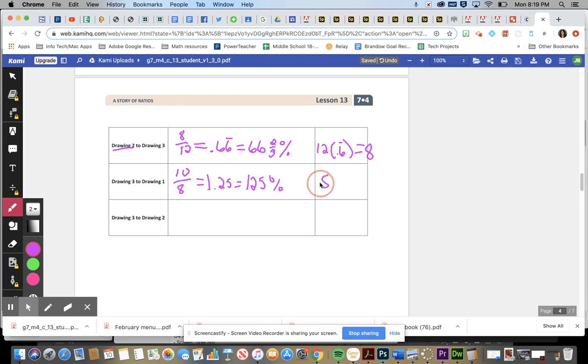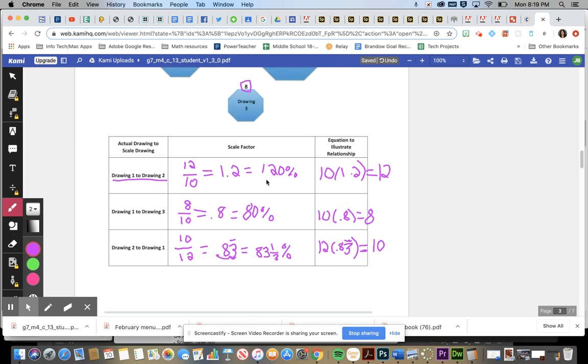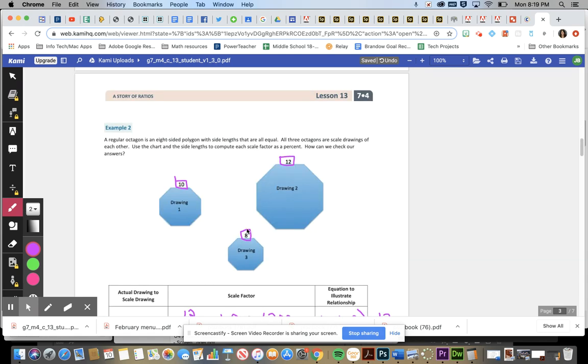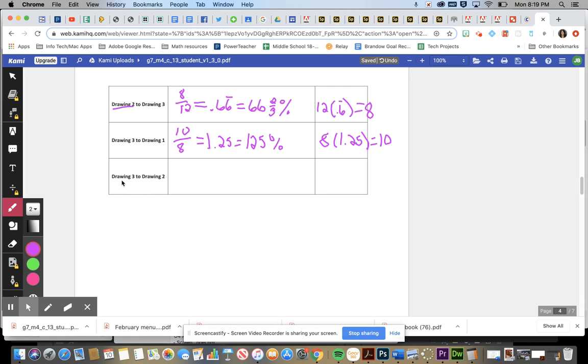And original 8 times 1.25 equals 10. And that should be an enlargement from drawing 3 to 1. 3 to 1, yep, is an enlargement. And then our last one is drawing 3 to drawing 2. Drawing 3 again was 8, that's our original, goes on bottom. And drawing 2 is 12.